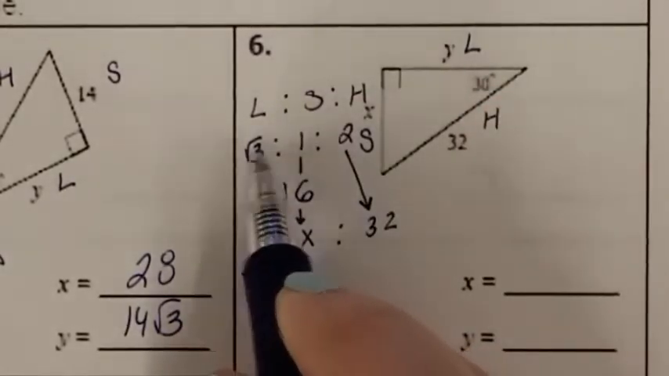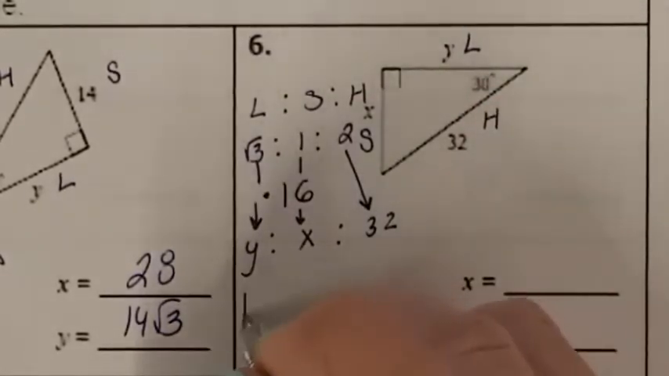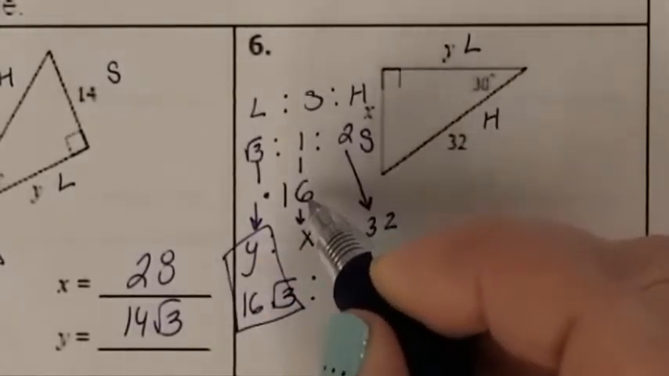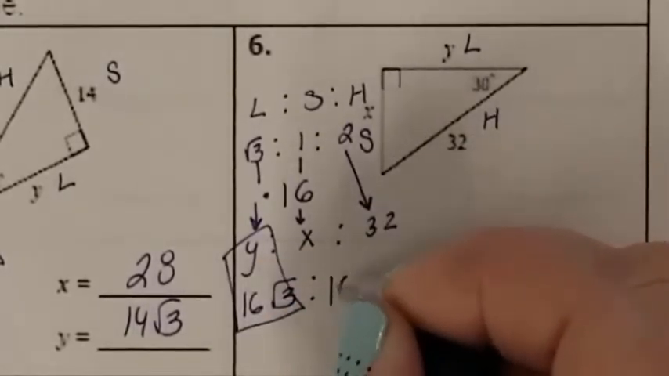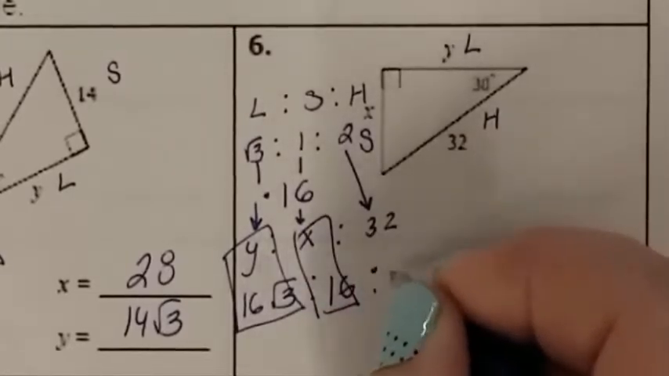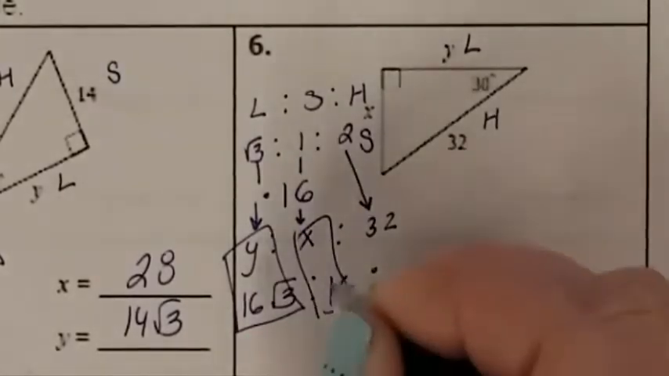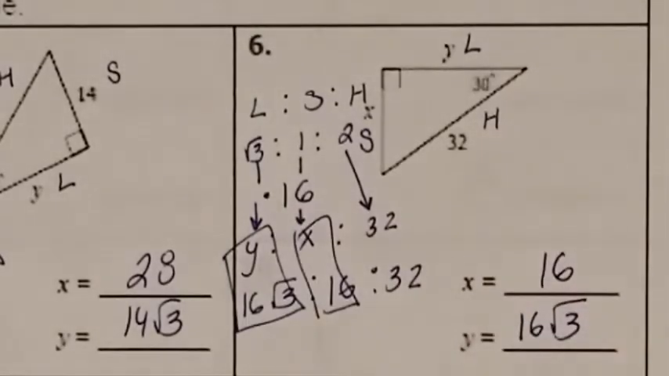So root 3 times 16 gives me my y, which is a 16 root 3. So there's my y. 1 times 16 gave me my x, so there is my x. And I already knew this other one was 32. So my y is a 16 root 3. My x is a 16.